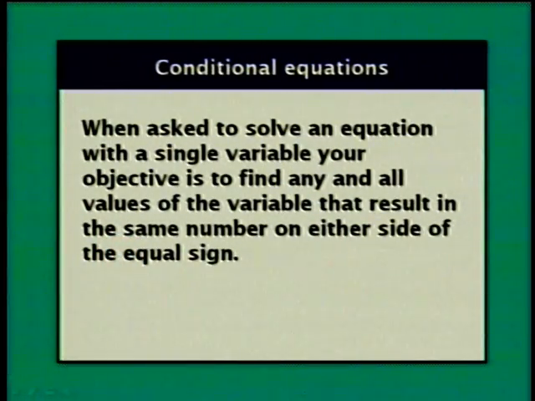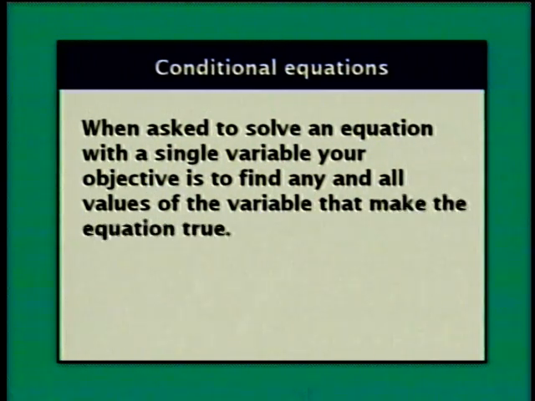Most of the time when you hear the phrase equations, you're really talking about conditional equations. And conditional equations are things that we want to solve. When asked to solve an equation with a single variable, your objective is to find any and all values of the variable that result in the same number on either side of the equal sign. There's another way of saying that. Your objective is to find any and all values of the variable that make the equation true.